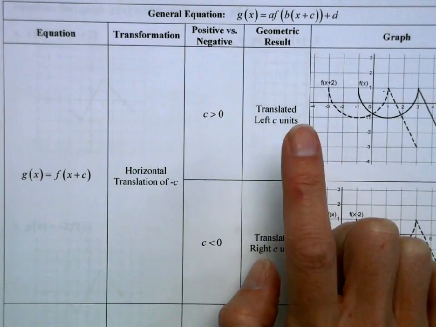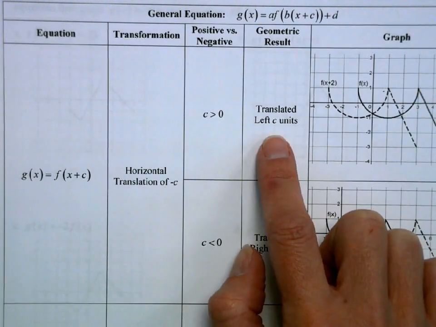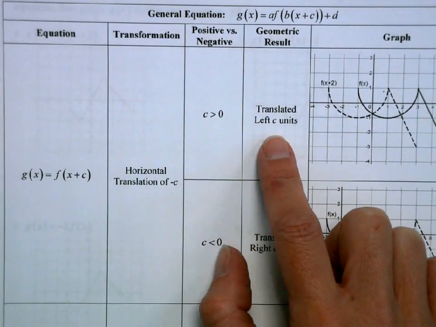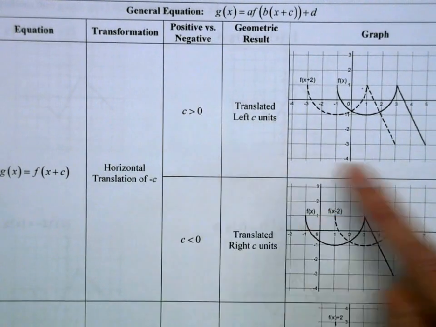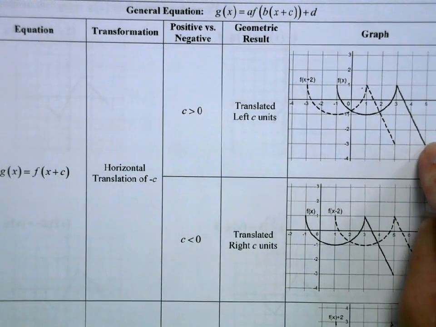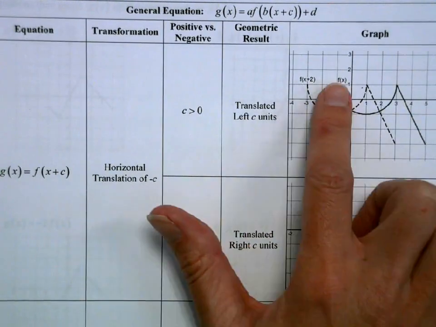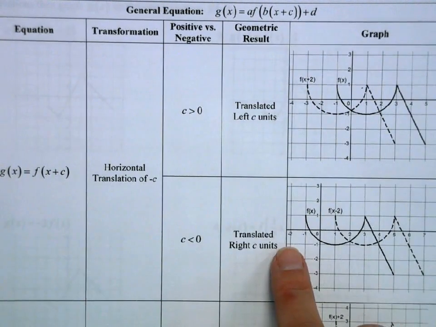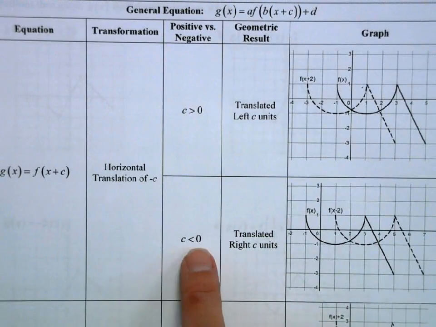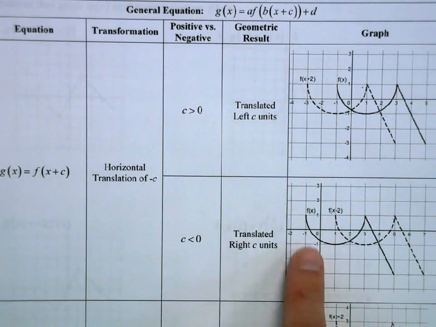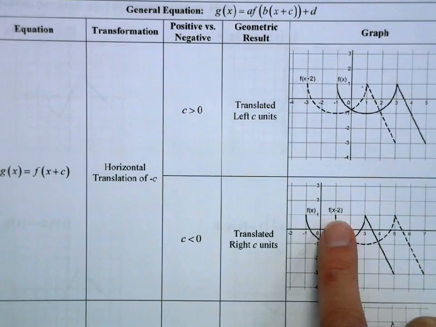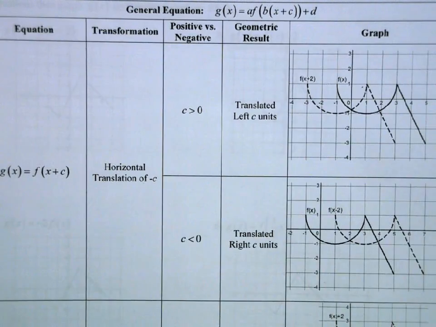So if our c is greater than 0, a little bit counterintuitive, our graph is going to move to the left. So here I have my original function f. This is f of x plus 2. The whole graph, all of the x values get shifted to the left 2. Versus if what's on the inside is negative, it's going to go to the right. So I have my same graph of f, but now I've transformed it with an x minus 2, and it moves it to the right.